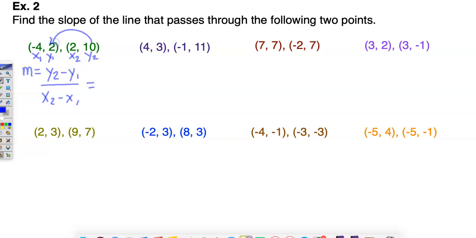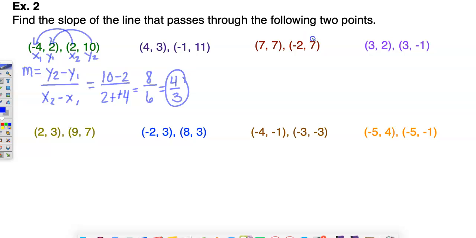So we're going to take 10 minus 2. Our y2 is 10, our y1 is 2. Our x2 is 2 minus negative 4. So be careful with those negatives. 10 minus 2 is 8. 2 minus negative 4 would be the same thing as 2 plus positive 4, which is 6. So we end up with 4/3. Now on these, you don't have to worry about the negative or positive because it will figure that out itself.